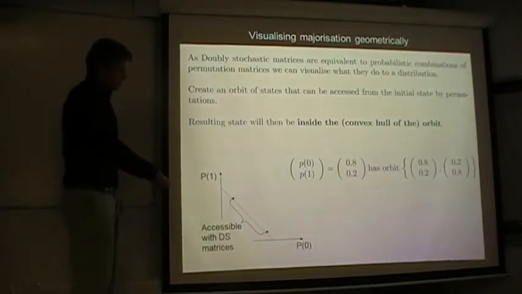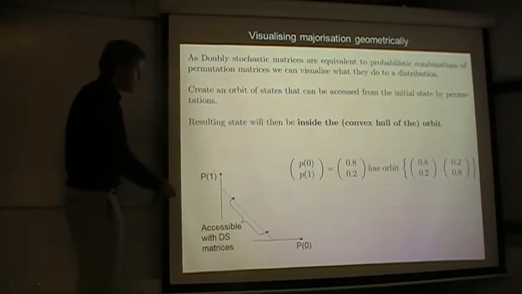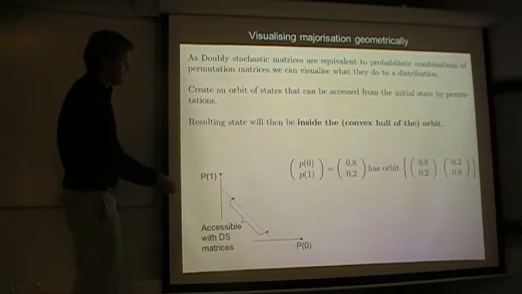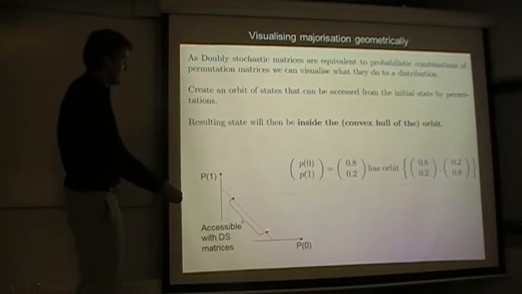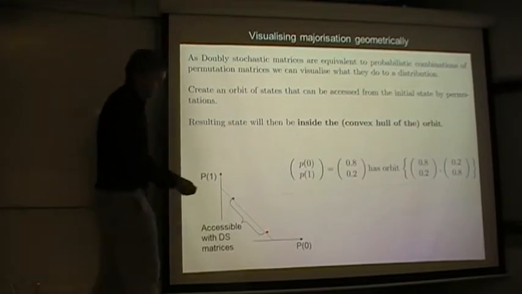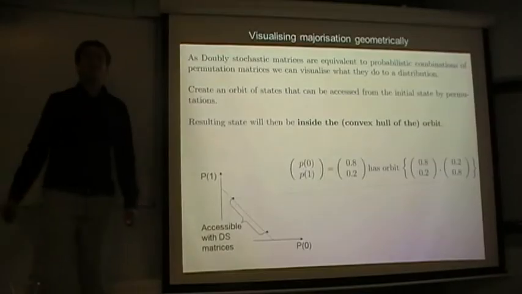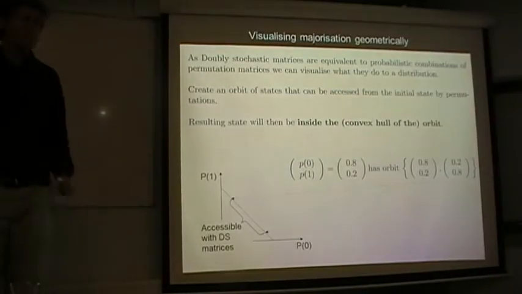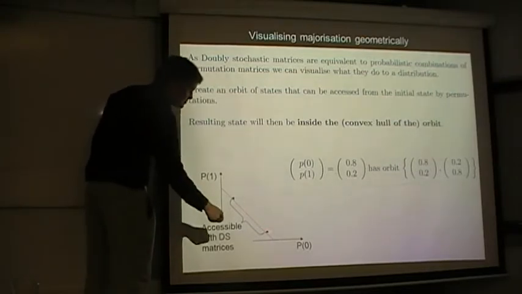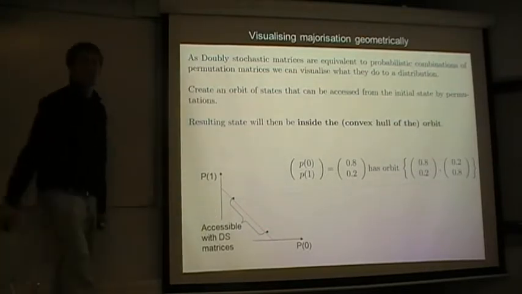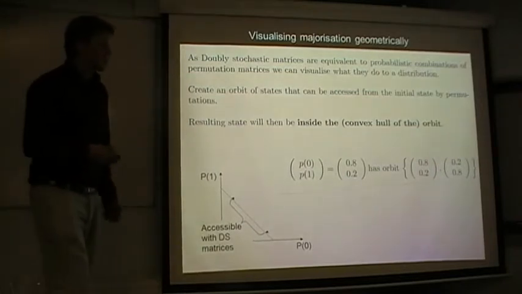What does that look like? So on this axis is P of 0, on this axis is P of 1. So that state goes here, somewhere, and that state goes there. So if you start in this state, and you want a state that's majorized by that one, it has to be inside this area. I think this is really neat.